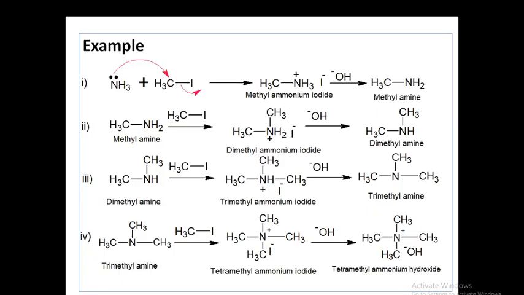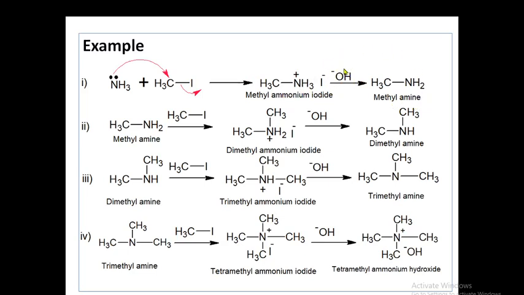Let's see the examples. Here we have taken ammonia, and the alkyl halide taken here is methyl iodide. It is simply a substitution reaction: nucleophilic attack of the lone pair of nitrogen takes place on the electrophilic methyl group, and iodine is removed as a leaving group, and you will get methylammonium iodide. This is the ammonium salt, which on further aqueous basic workup gives methylamine.